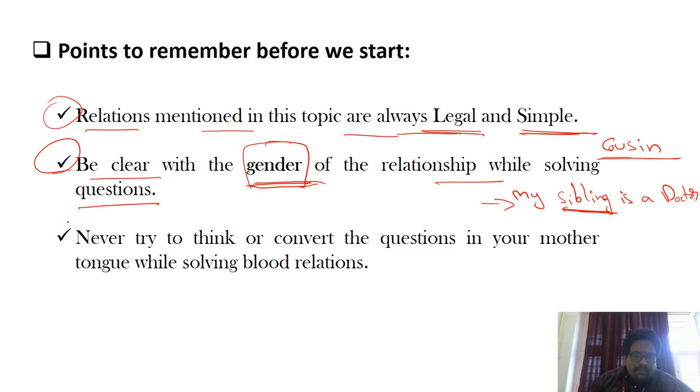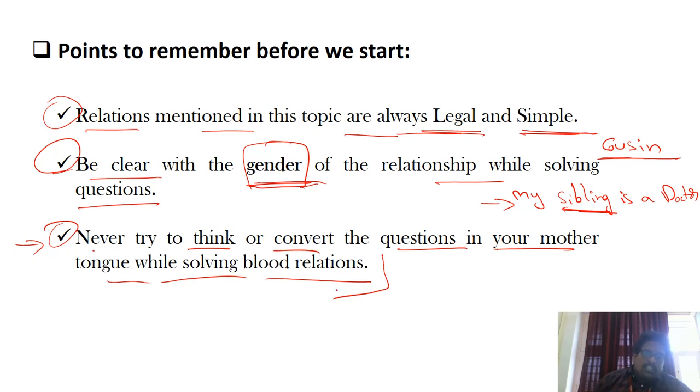Clear? Next, the third one is a very important point where most of the students go wrong. Never try to think or convert the question in your mother tongue while solving blood relations. In our mother tongue, there are many relations which are quite complicated because we have more relatives, vast families, and everything. But in the blood relation concept, under the English topic, we have very precise and small relations, a small set of relations.